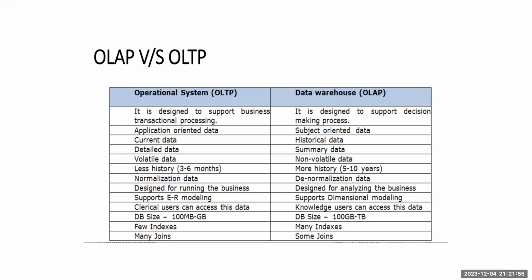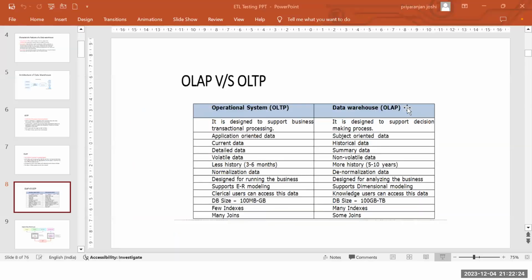In OLTP, the database size will keep on increasing because every day we'll be generating a huge amount of data. Its size will be 100 MB to GB, and the data warehouse size will be 100 GB to terabytes. In OLTP, we'll have few indexes, but in a data warehouse, we'll have a huge amount of data, so we'll have many indexes. Here we'll have many joins. Here we'll have some joins.